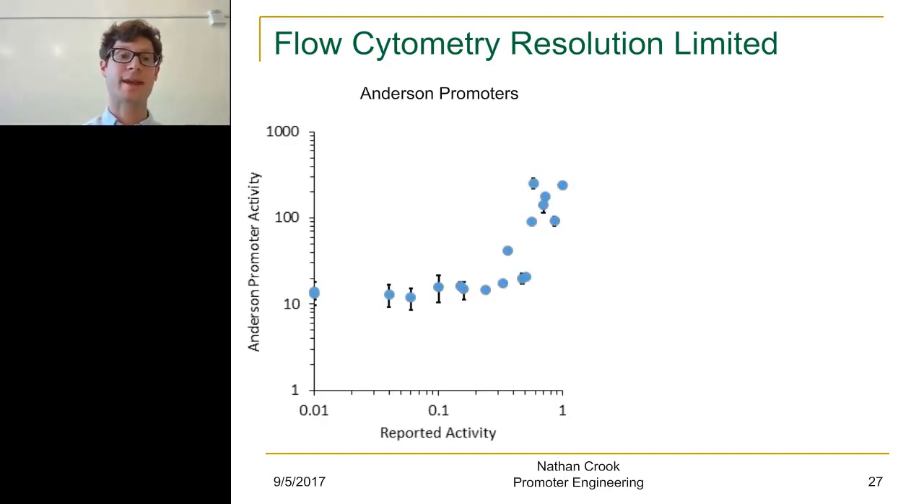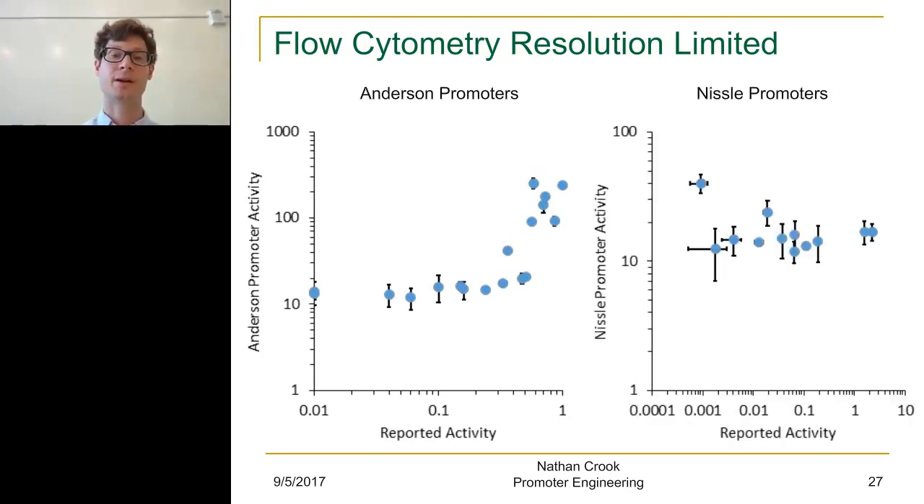So if we look at the Anderson promoters and we correlate on the y-axis what we observed versus the x-axis, which is what has been reported, we find a good correlation for the strong promoters, but as the promoters themselves become very, very weak, you see a tailing off of the correlation, and that could indicate a limited resolution of our flow cytometer at very, very low expression levels. So a more high-resolution approach is necessary there.